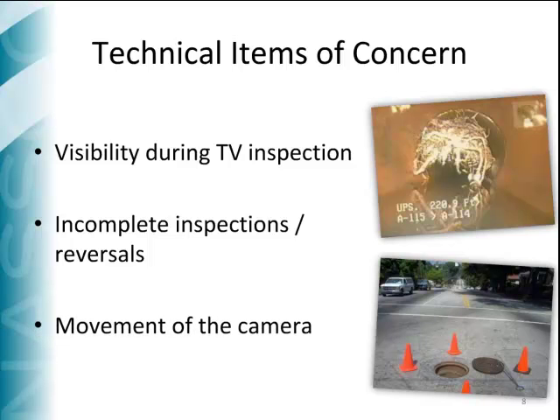To avoid visual misconceptions of defects, the camera should be moved through the pipe at a steady pace not to exceed 30 feet per minute, or 9 meters per minute. New pipe scanning technologies may allow for faster camera movement.